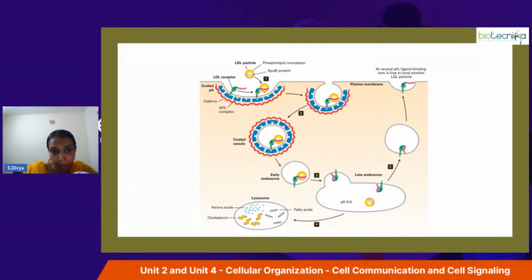You have LDL bound to the receptor, clathrin pit is constructed, pinches off from the membrane, forming a coated vesicle, enters inside the early endosome, late endosome. You have got low pH, contents will be separated, and the LDL will be released into the lysosome, where it is recycled and utilized by the cell again. Okay.